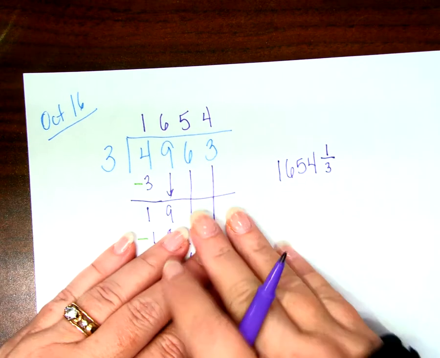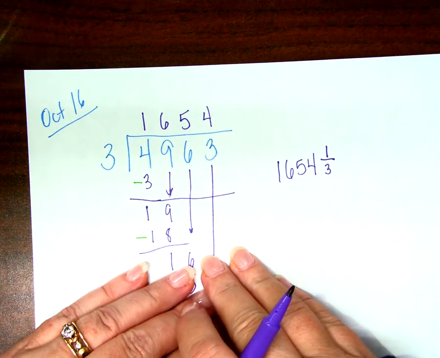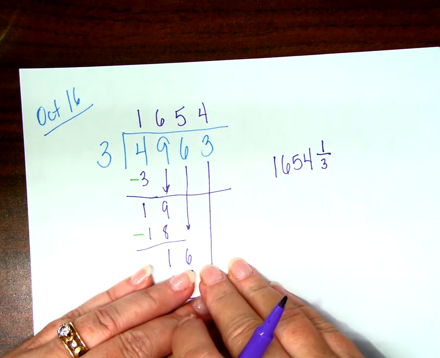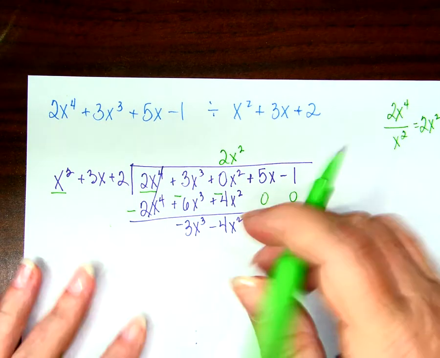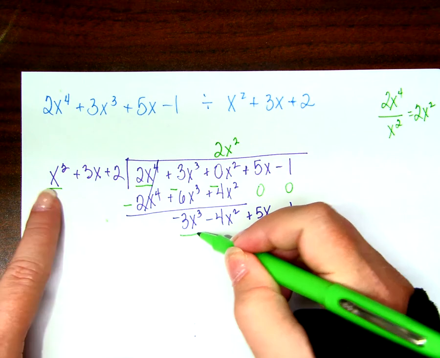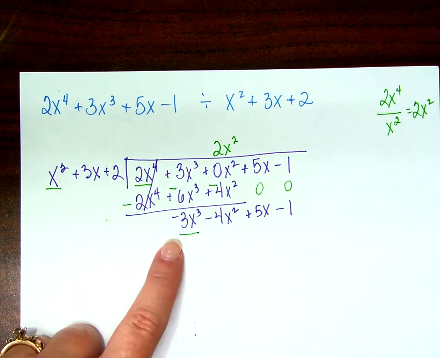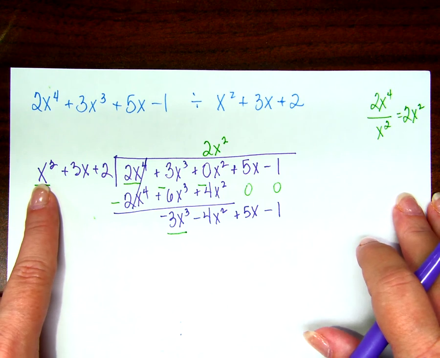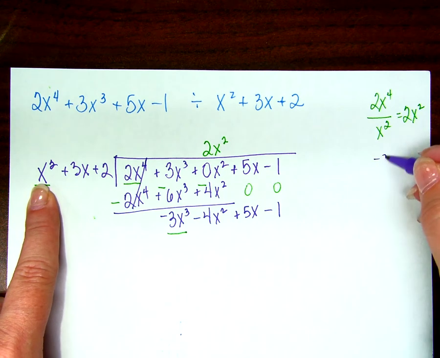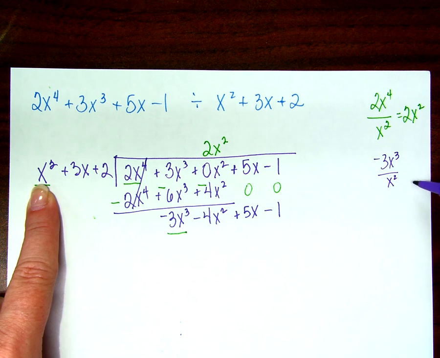Once we did the first row here, then what did we do? I brought the number down and then I started over again, didn't I? Okay. If I'm starting over again, I divide just the first term here by the first term here. What is negative 3x to the third divided by x squared?